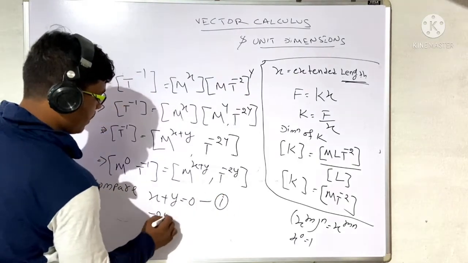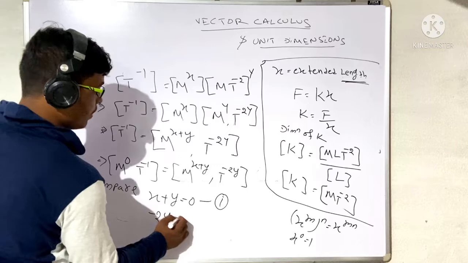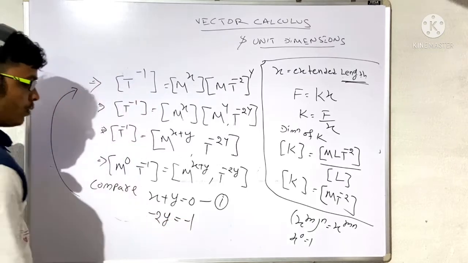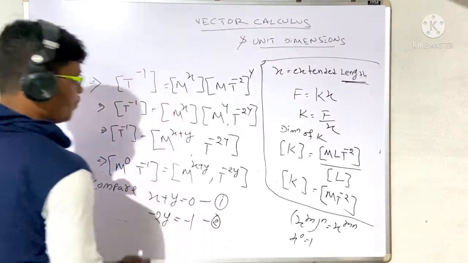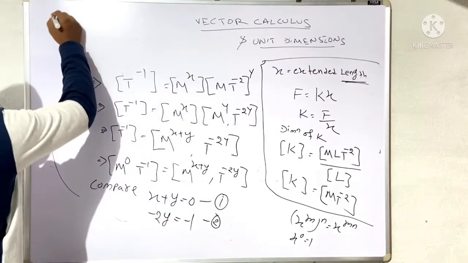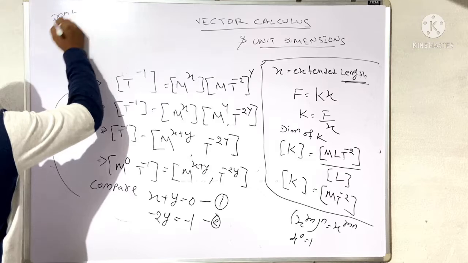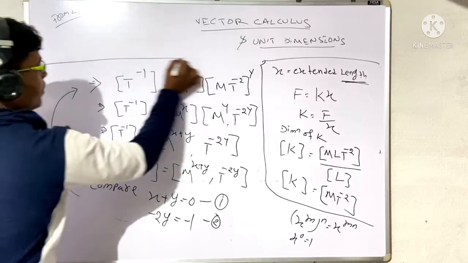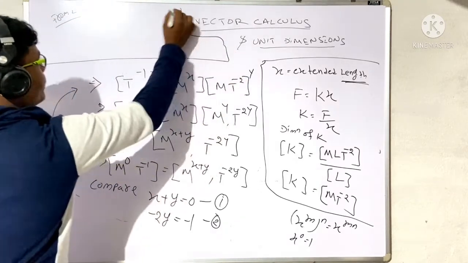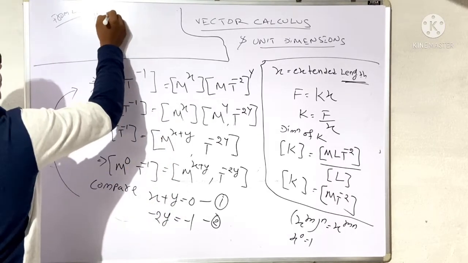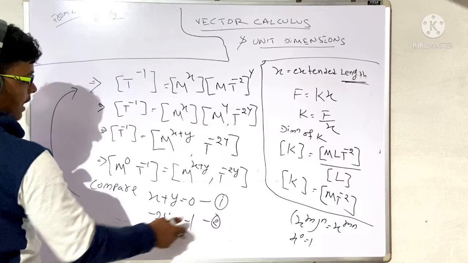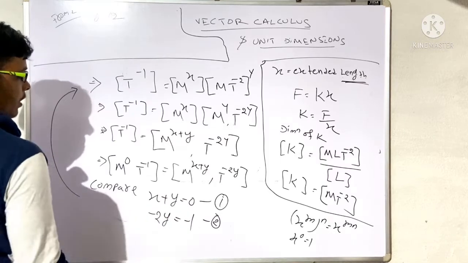Then, first equation, then minus 2y equals minus 1. So from equation 2, what do you get? Okay, I am starting here. From 2, my y equals half, because the minus will be cancelled, and the 2 multiplied goes to the denominator.